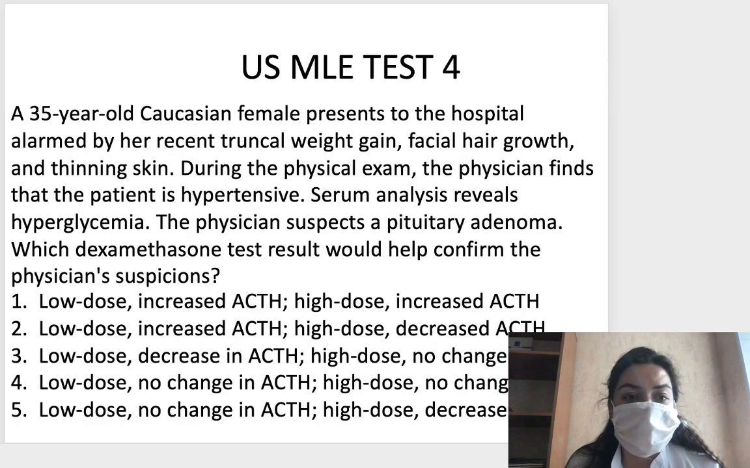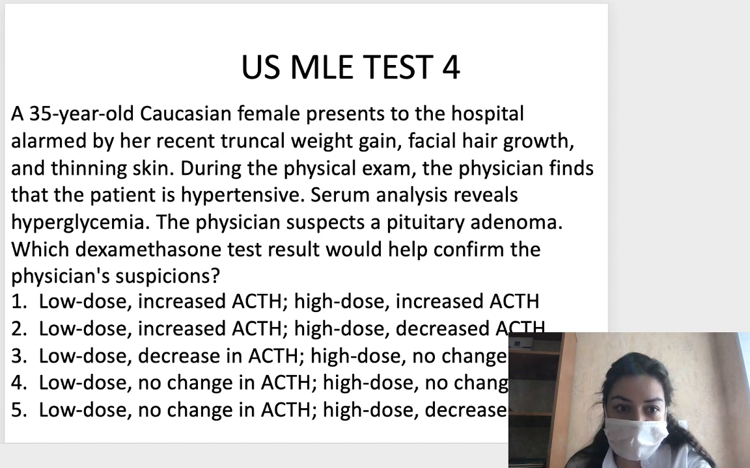And next step for you for today: a 35-year-old Caucasian female presents to a hospital alarmed by her recent transient weight gain, facial hair growth, and thinning skin. During physical exam, the physician finds the patient is hypertensive. Serum analysis reveals hyperglycemia. The physician suspected a pituitary adenoma. Which dexamethasone test result would help confirm the physician's suspicion?